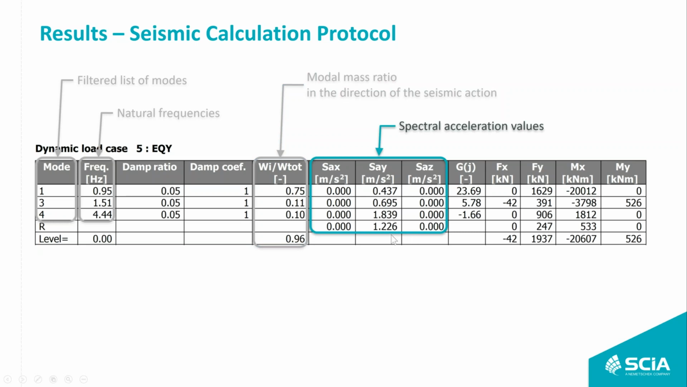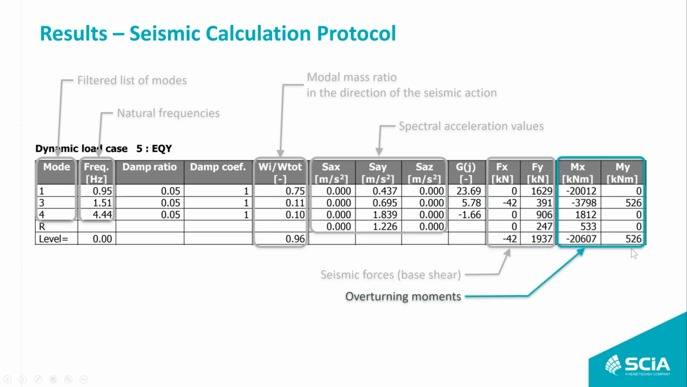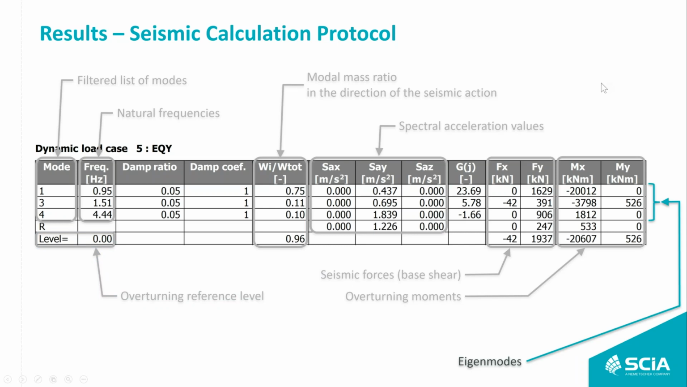Spectral acceleration values are also listed here corresponding to each mode. And here I guess my seismic forces, base shear in this case, for each mode and for the modal superposition, and also overturning moments relative to the reference level that is also shown here. In my case, 0. That's what I kept in my seismic load case settings. And finally here, the first 3 lines in this case, these are the eigenmodes. These are the 3 filtered eigenmodes that actually are used for modal superposition.